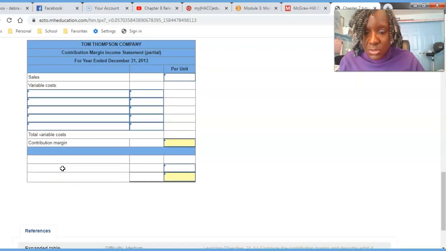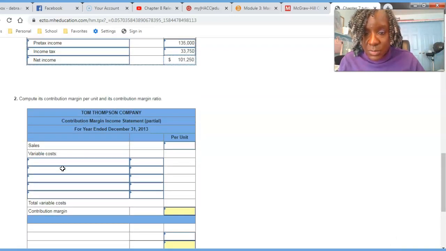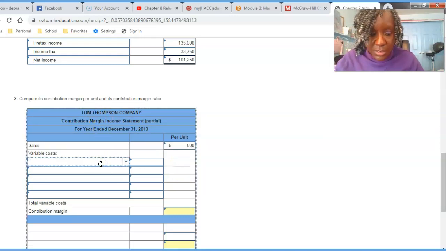Now we can also do the same thing on a per-unit basis. So let's do it by unit. We're going to do the contribution margin, but by unit. We know our sales is $500 per unit, so we can put $500 here. And our variable cost by unit, how do we get that? Let's think about that for a second, and then we're going to finish up this particular problem.